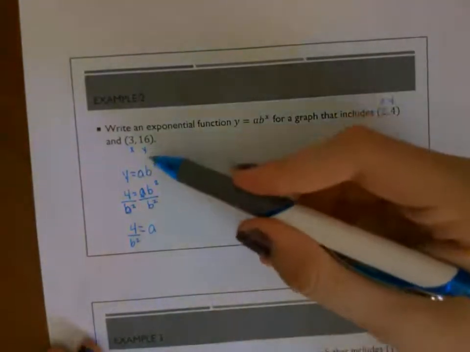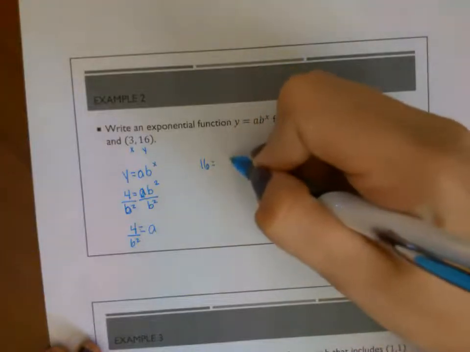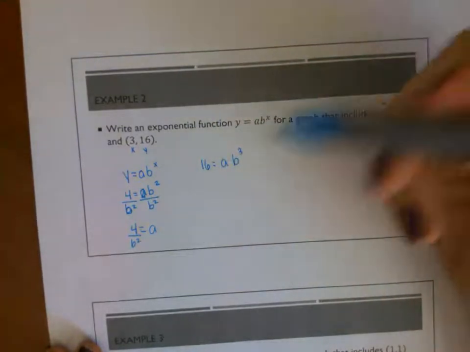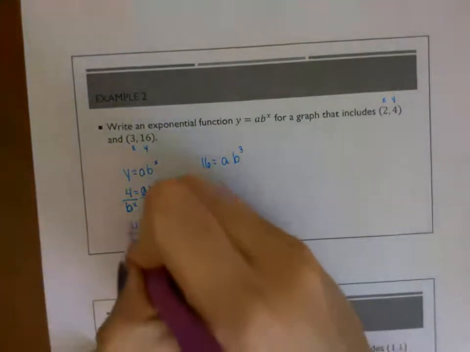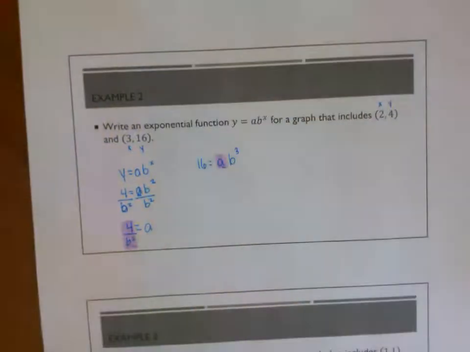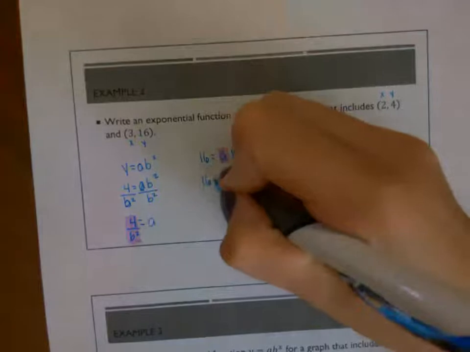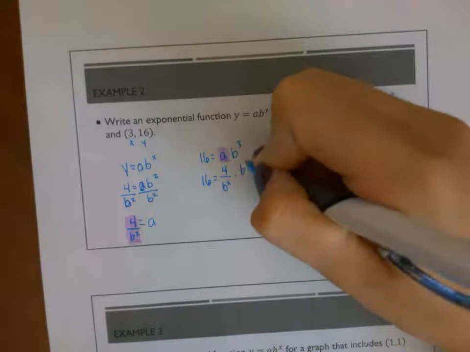I'm now going to use this other point. I do have to have 2 points in order to do this. So I'm going to plug in what I know from this one. I know that 16 equals a b to the third. Here's what I know: a equals 4 over b squared. So what if I replace the a in this equation with what it equals here? 16 equals 4 over b squared times b to the third.